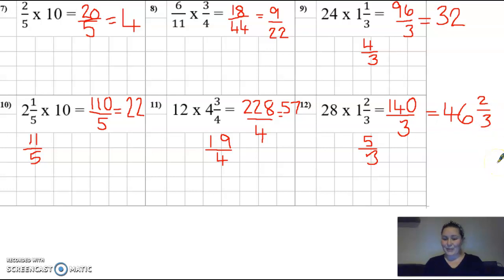Okay, hopefully you got all of those right. For tonight, let's do the fraction division questions. There are 6, and that will end our fraction calculation unit. Come back for the answers tomorrow.